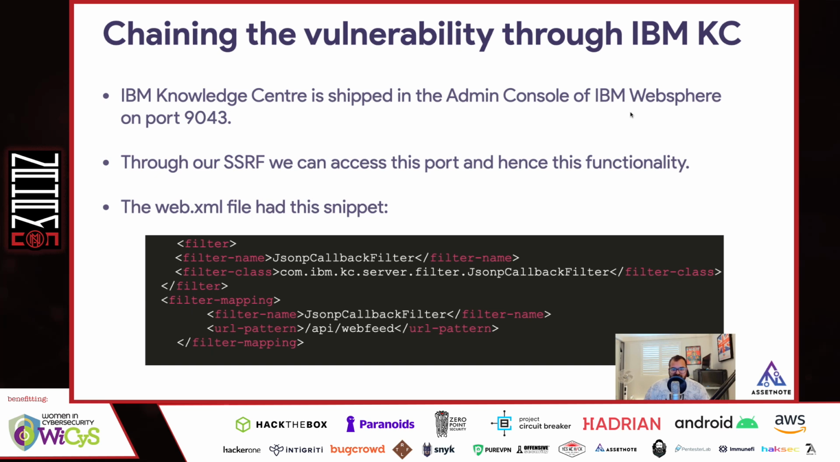Once we found the SSRF, we wanted to see if we could chain the vulnerability to gain further impact. One of the things we realized with IBM WebSphere Portal is that it has this software called Knowledge Center running on port 9043. We thought that through our SSRF, we could access this port and hence this functionality. Inside the web.xml file, we saw this interesting route called JSONP callback filter, which was at API/webfeed, which we thought could have further vulnerabilities inside.